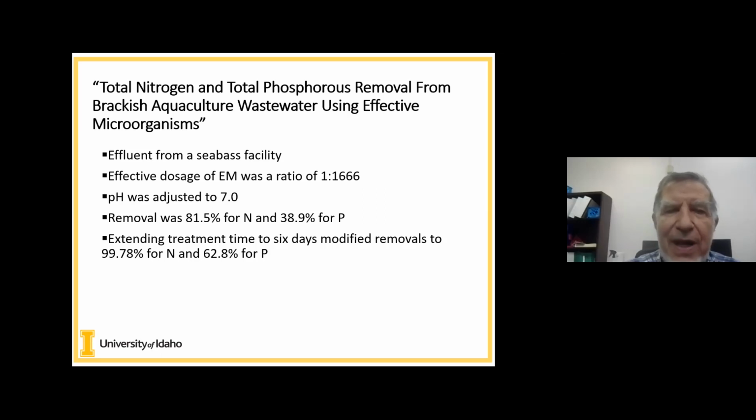Removal was 81.5% for nitrogen and 38.9% for phosphorus. That also seems to be very low, as far as our removal, but again, we're starting hopefully with a fairly small rate. Extending their treatment time to 6 days modified removals to 99.78% for nitrogen and 62.8% for phosphorus. Here again, we're looking at percentages that are not necessarily compatible with the approval rates.